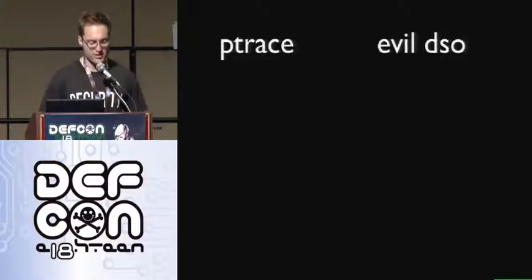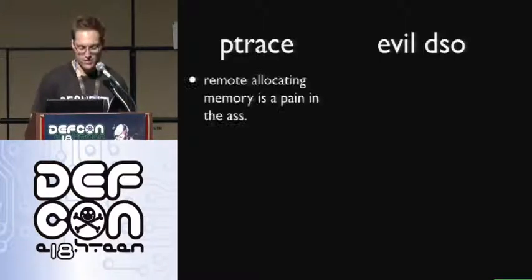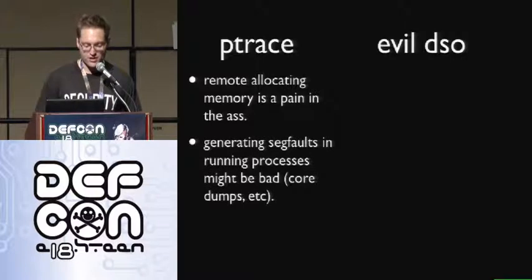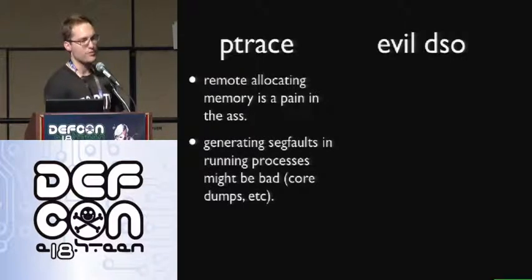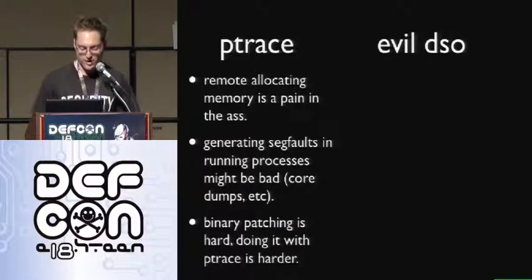But there's a couple downsides. There's downsides to both aspects of the Ptrace method and the evil DSO method. Remote allocating memory is a pain in the ass. It's doable, but it's just really painful to do. Generating segfaults in running processes might be bad. Perhaps the system administrator has some alert set up so that if a segfault happens, they get an email. I have that set up on my boxes, so if I get a segfault, I know that something bad happened. And binary patching in general is hard to do.